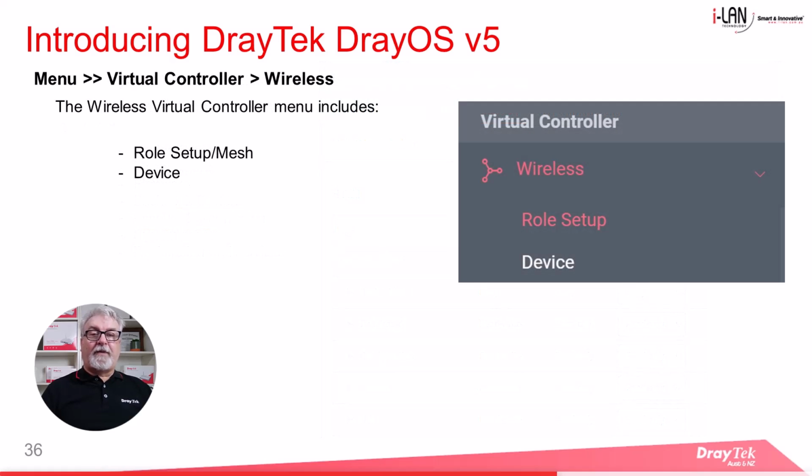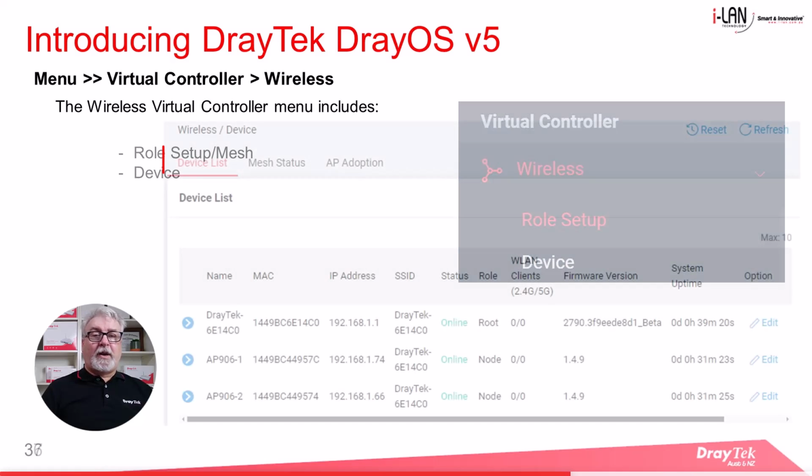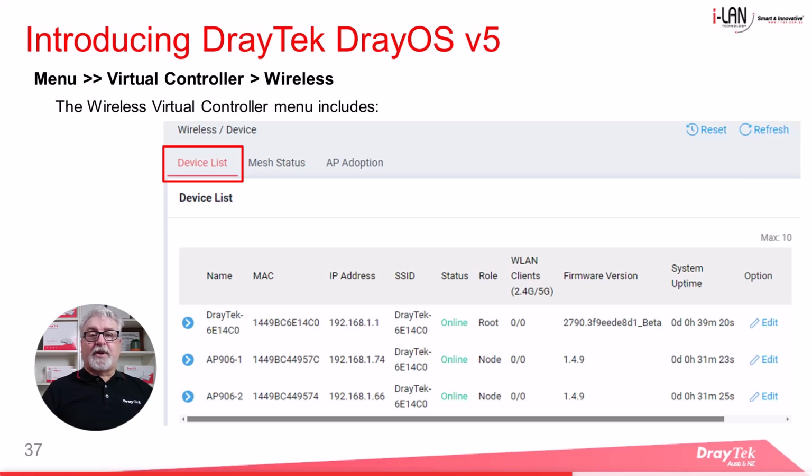And right at the bottom of the left-hand menu is a new section called Virtual Controller. This is basically an enhancement of the central management features we saw in DrayOS 4, but also where we now find the mesh options. Under Role Setup, you'll find the mesh options for routers that support it, and the device list shows all the devices that are connected to the mesh system, as well as APs that can be centrally managed. And here's what that looks like. There's also tabs for Mesh Status, which shows the mesh devices and signal and speed details, and AP Adoption, where you can scan for APs within range and add them to the network.